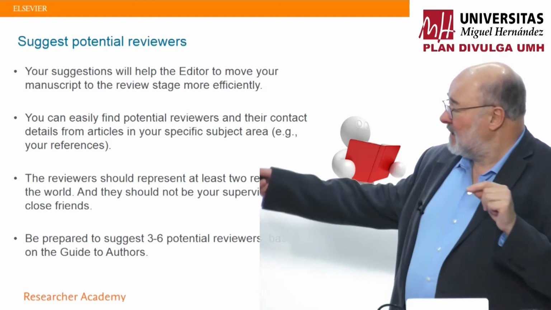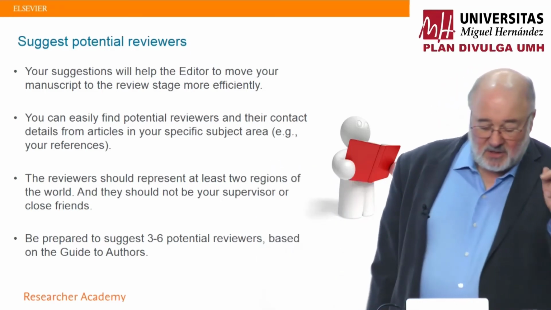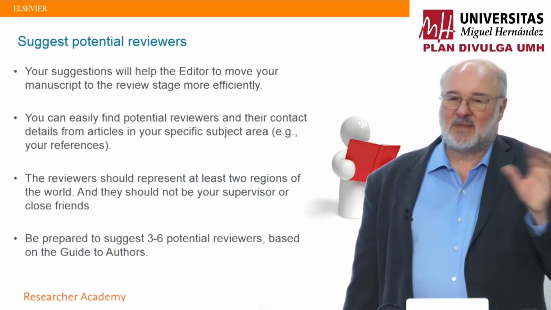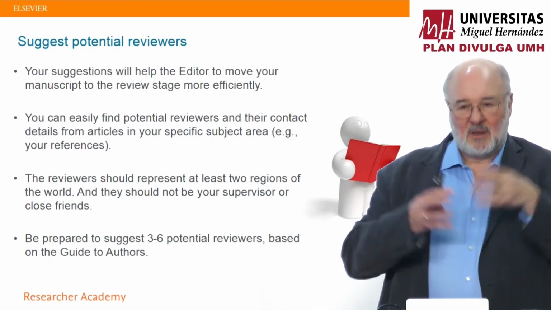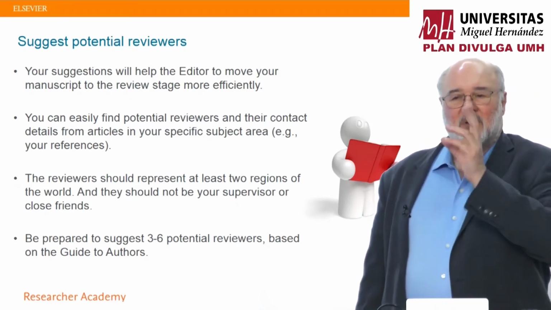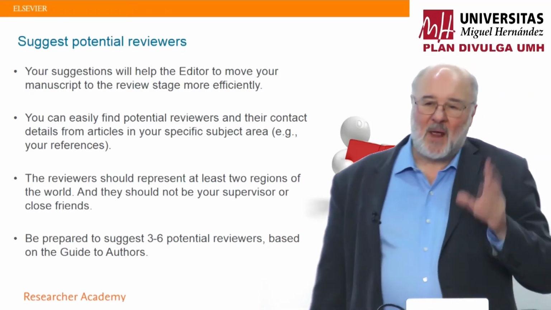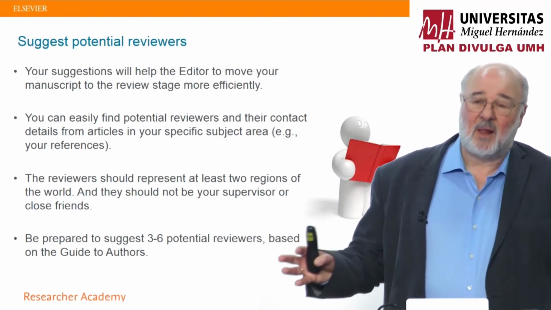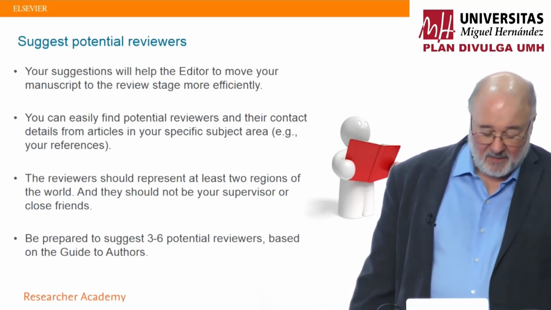We have here, reviewers should represent at least 2 regions of the world. That's because there's 2 regions of the world who tend to focus just on their own area. So often authors from China will list reviewers from China, and authors from the US will list reviewers in the US. The rest of the world actually spreads out quite well. So that's why we mentioned that there.